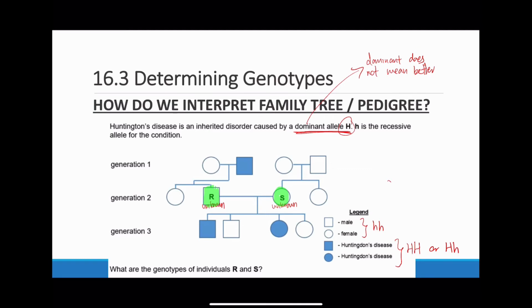So this question is asking you to find out about R and S. Now, individuals R and S, okay, please don't be confused. I shaded them in green because they're unknown. You don't really know what their genotype is, so you want to find out their genotype.